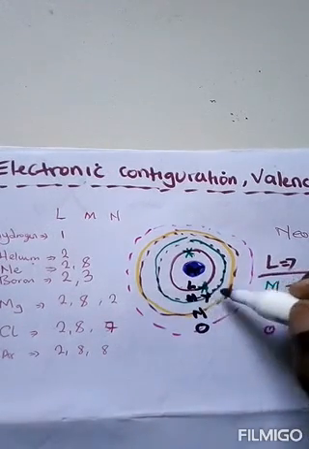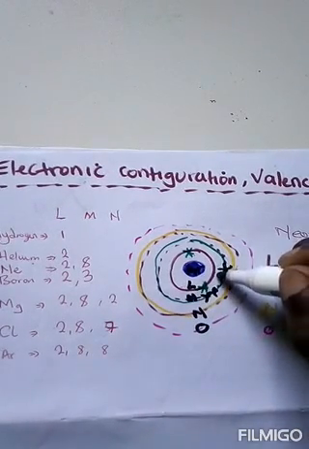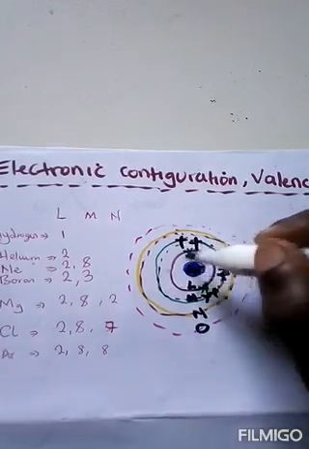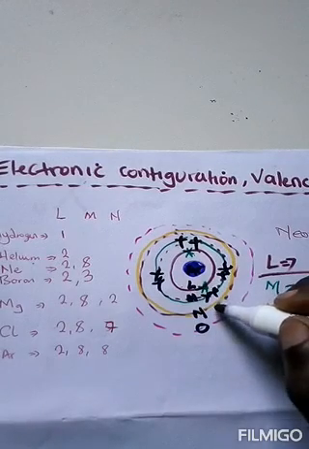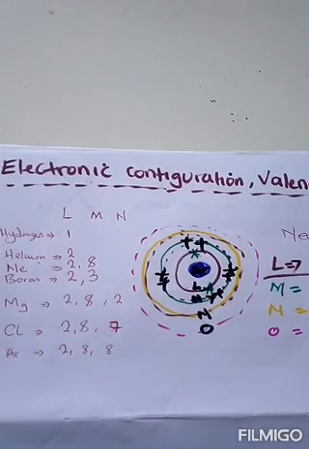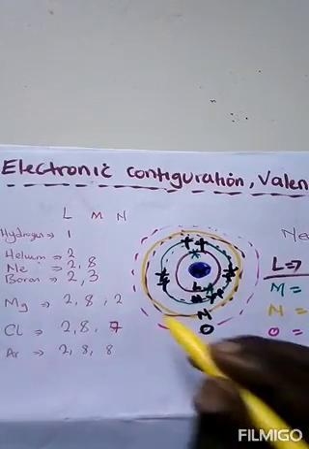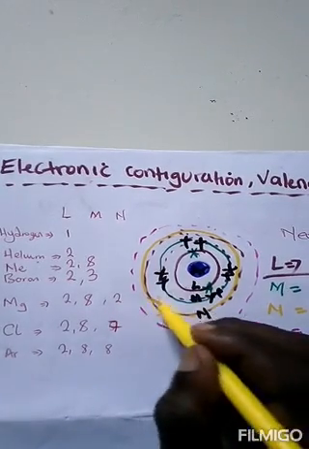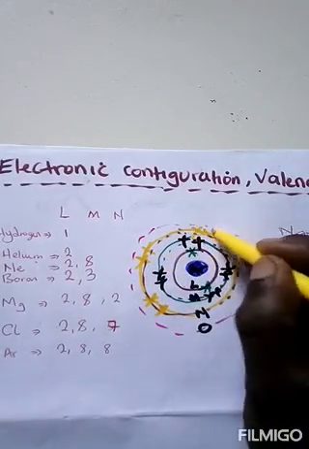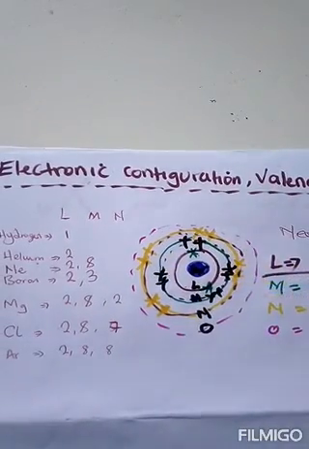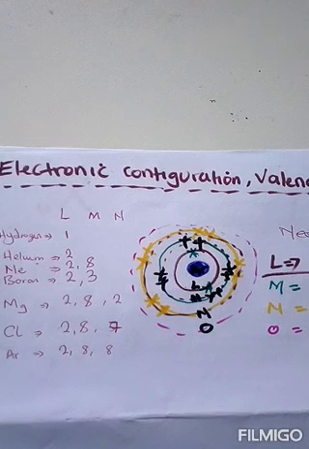shell M, which will contain a maximum of 8. How many are remaining? Remaining are 8 to push to shell N. So shell N will also have a maximum of 8. So this is just showing you how electrons would be placed, something like this. I hope you are making sense out of this. So this is just what electronic configuration is.